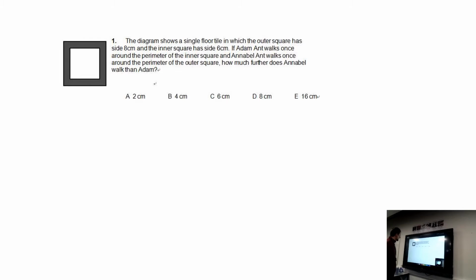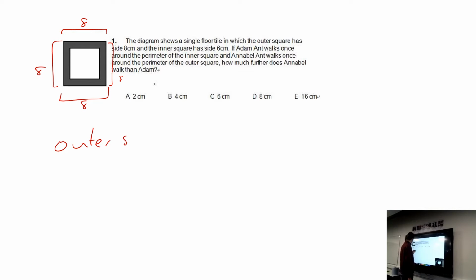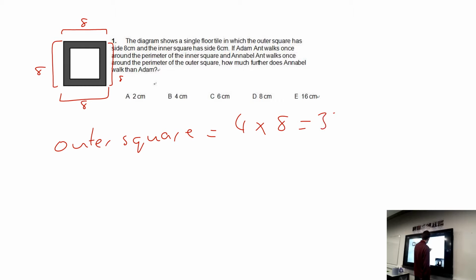Okay, so the outer square has a side of 8 centimeters. So let's work out the perimeter of that. This is going to be 8, 8, 8. So the perimeter of the outer square is equal to 4 times 8, which is 32 centimeters.